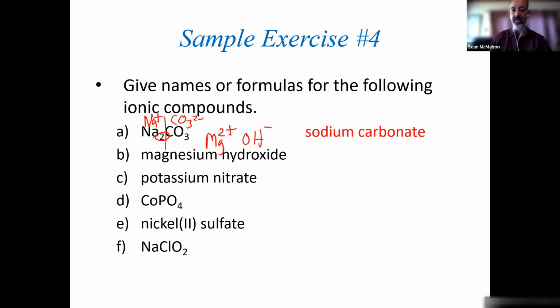Here's my hydroxide. So I'm going to do a crisscross, but because I need two hydroxide groups, I cannot forget to put parentheses because I need two groups of OHs, not one, to cancel out that 2+ charge.